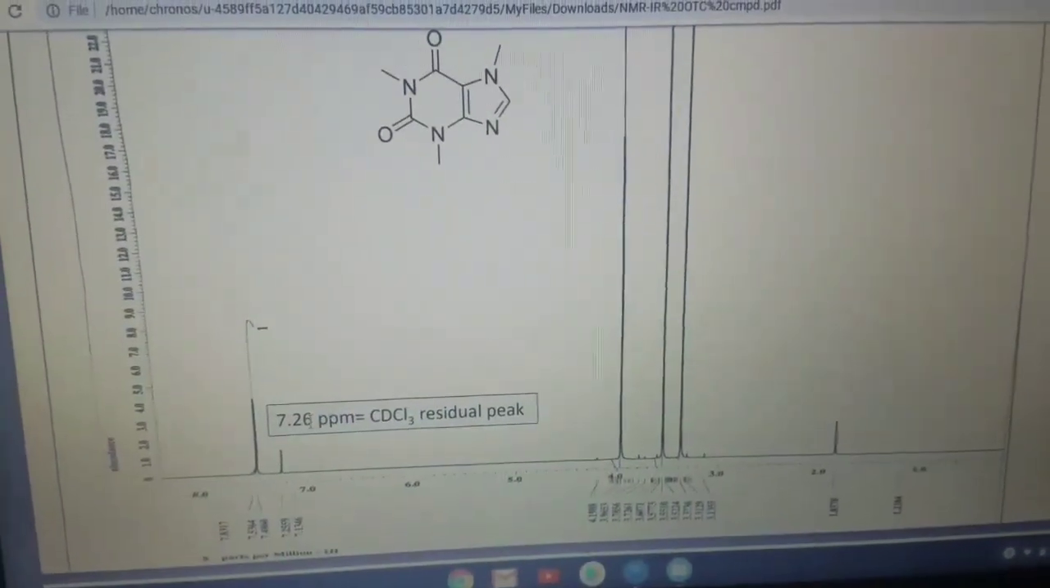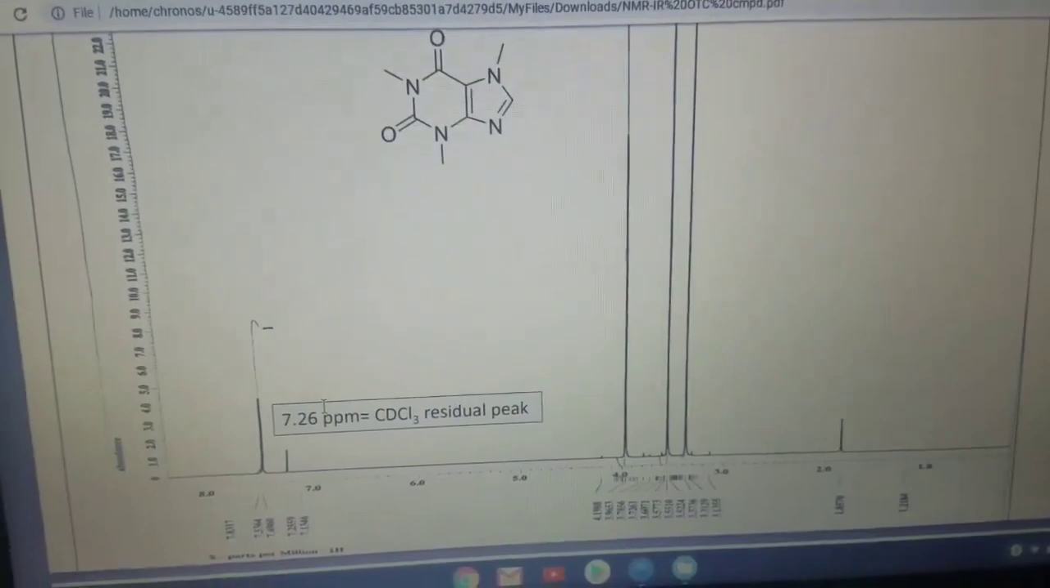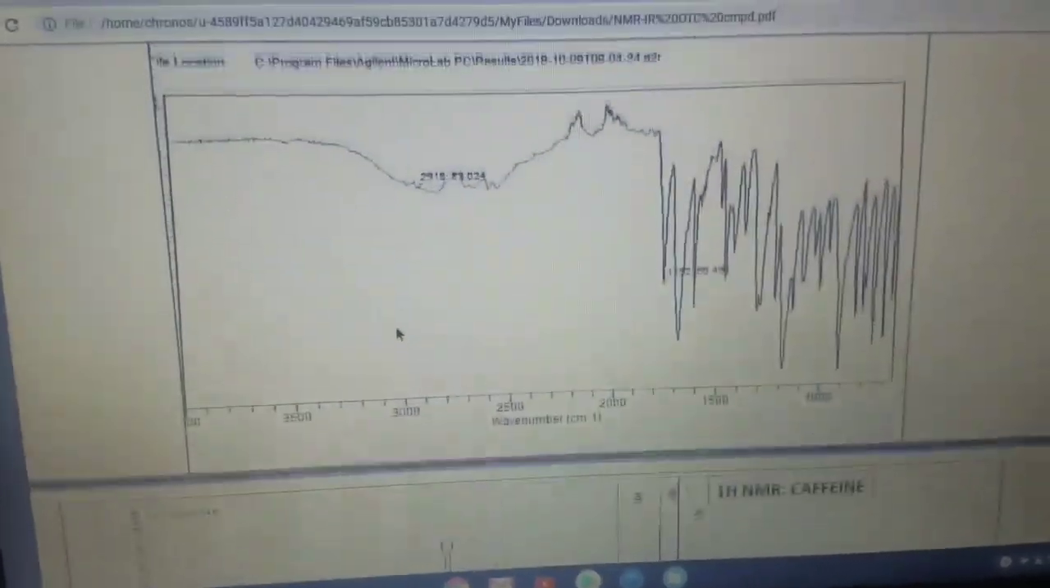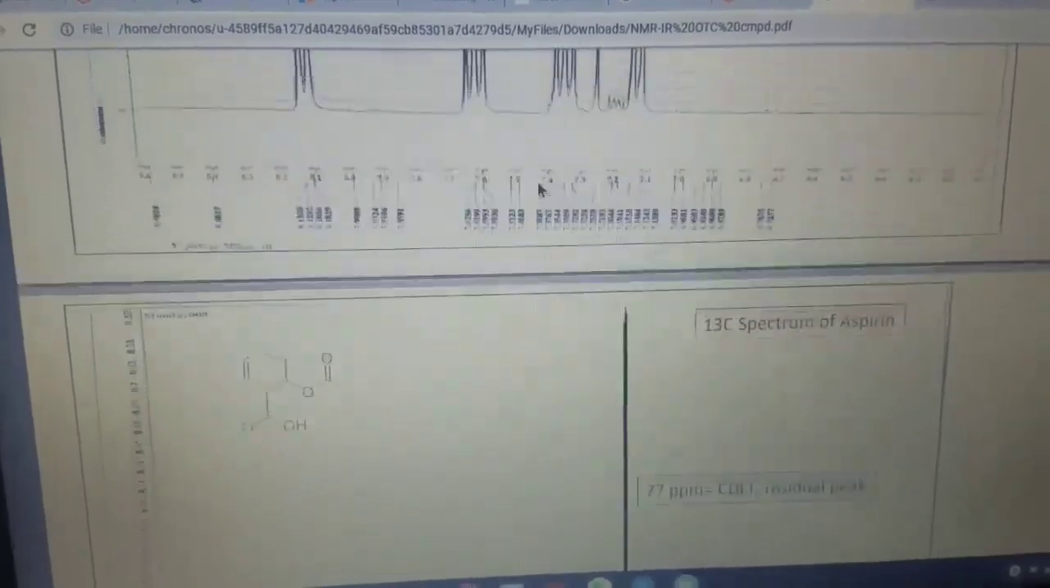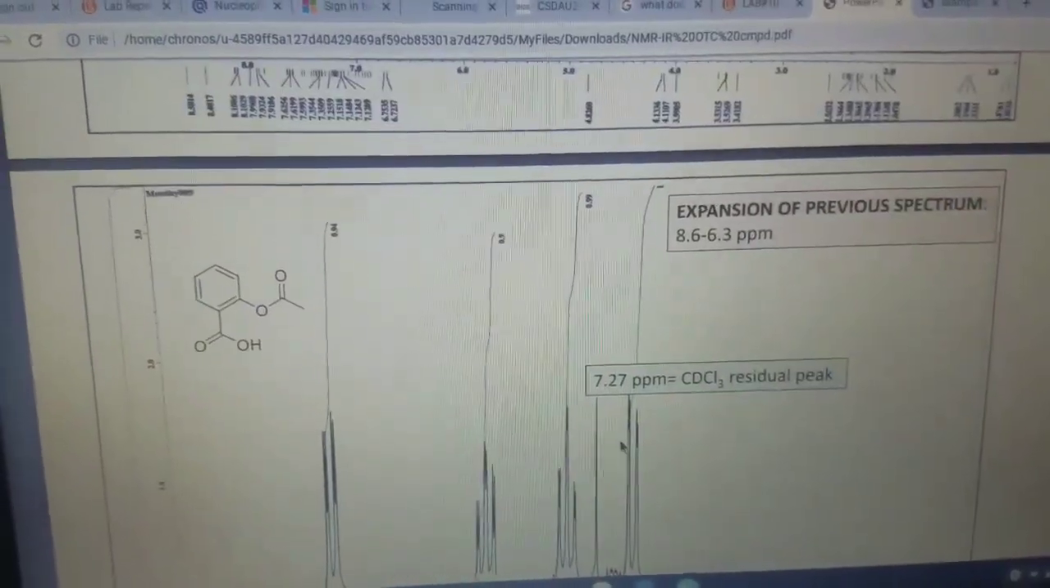Same for this one. It's the chloroform D. It's what we ran our samples in. It doesn't matter. And then same for this one at the top. So chloroform D, and then let's see, chloroform D here. So don't label the peaks that she already has labeled.